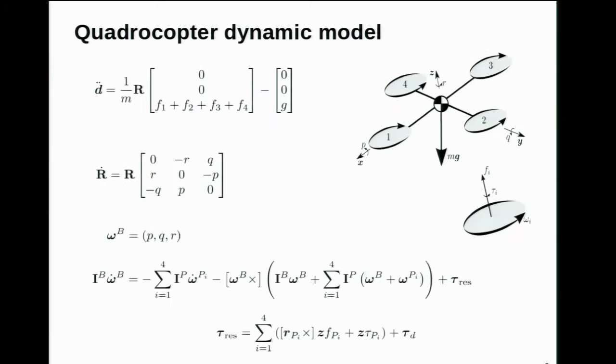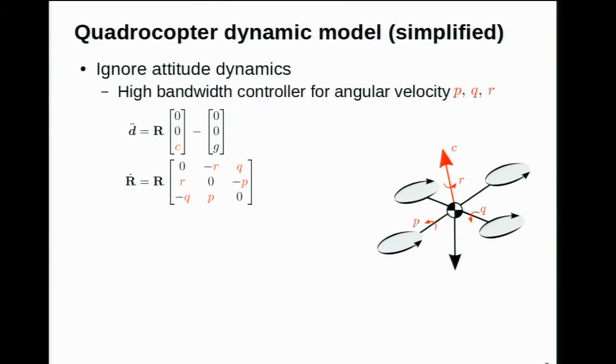Now, if we want to generate trajectories, this equation here is our biggest problem, because as you can see from this term, it's quite nonlinear. So it's quite an ugly equation to deal with. So what we do is we throw that equation away. The reason we're going to get away with this is because the vehicles can produce extremely large angular accelerations. We mount the propellers far from the center of mass, which means we can produce large torques, but they have relatively small mass moments of inertia. So we can produce extremely large angular accelerations, which means that we can create an inner loop controller which will track the angular velocity commands.